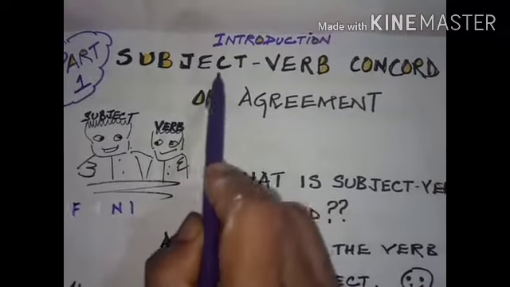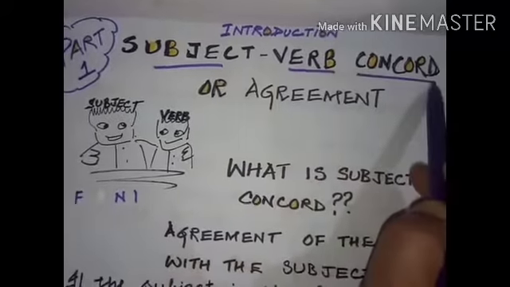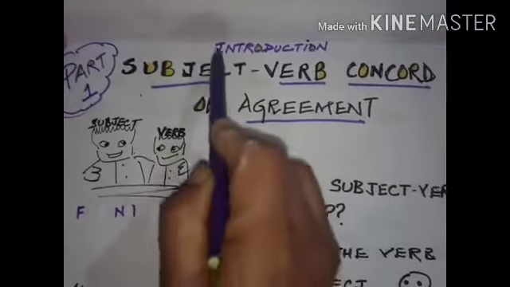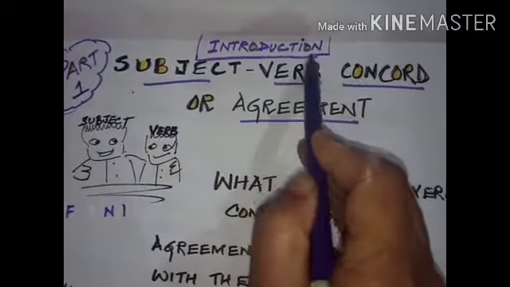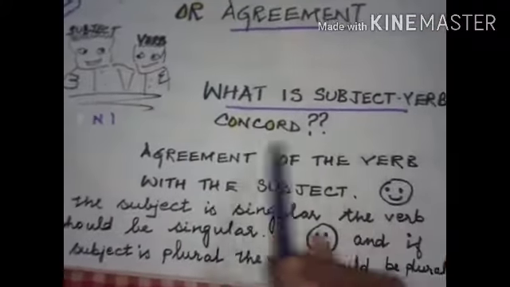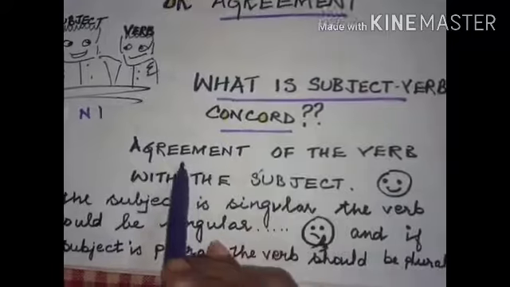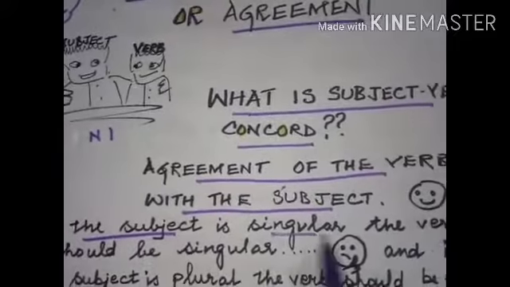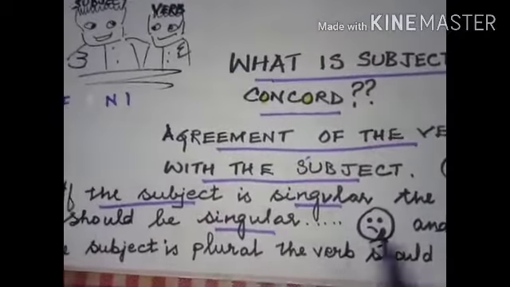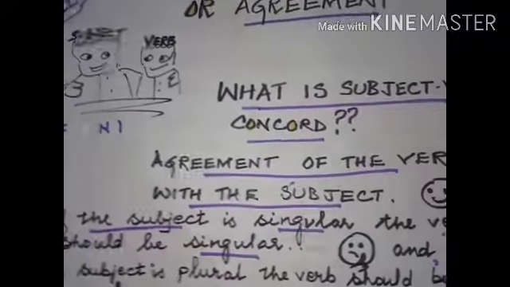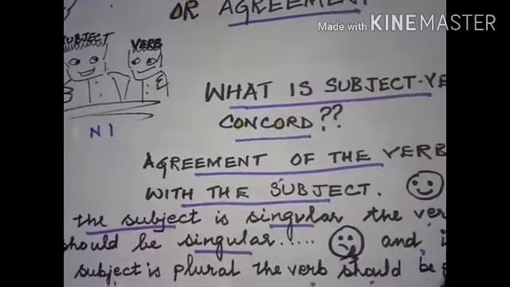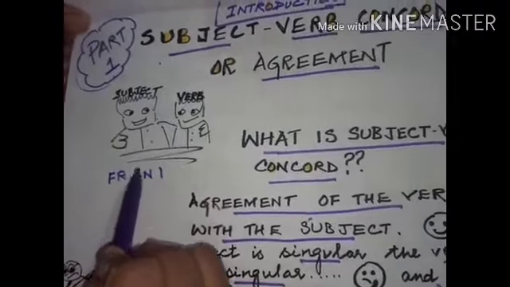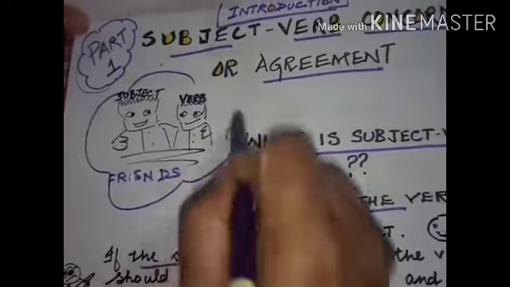So, the topic for today is subject and verb concord or agreement. So, it's part one of our lesson, and I'm going to give you a brief introduction to it. So, what is subject and verb concord? It means agreement of the verb with the subject. If your subject is singular, the verb should also be singular. And if the subject is plural, the verb should be plural. So, in a way, the subject and verb should be like friends and should agree with one another.